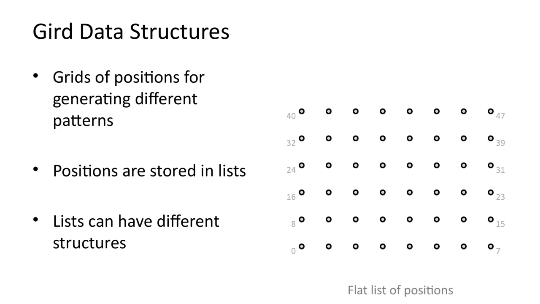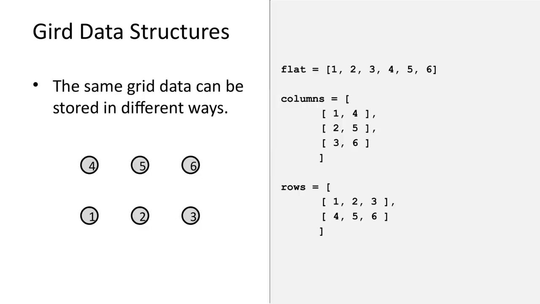The positions are typically stored in lists. These lists can be structured in different ways. Let's have a look at 3 key ways that a grid of positions can be structured. A nested list data structure is a list of lists. For spatial grid, we can use either flat lists or nested lists. The preference of one over the other is a matter of convenience.